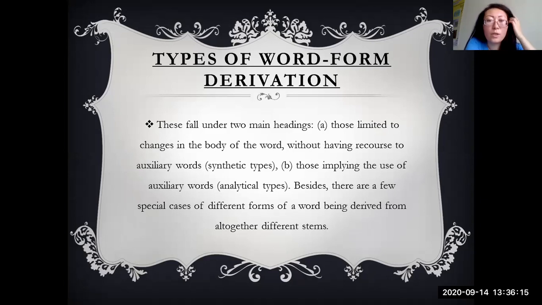Types of word form derivation. These fall under two main headings. A. Those limited to changes in the body of the word without having recourse to auxiliary words, synthetic types. And B. Those implying the use of auxiliary words, analytical types. Besides, there are a few special cases of different forms of a word being derived from altogether different stems.